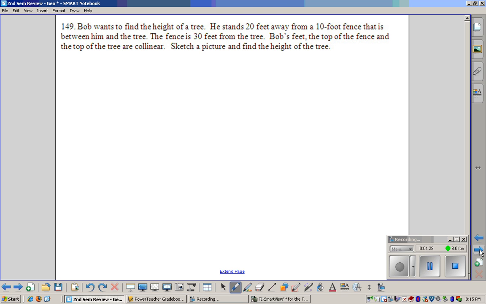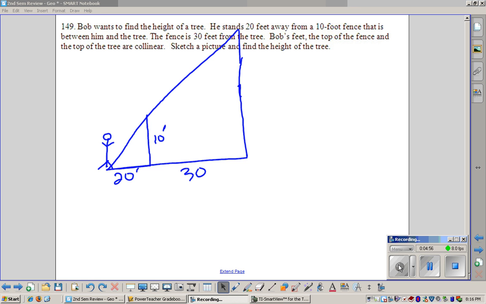Okay. The next one. It says Bob wants to find the height of a tree. He stands 20 feet away from a 10-foot fence that is between him and the tree. The fence is 30 feet from the tree, Bob's feet. The top of the fence and the top of the tree are collinear. Sketch a picture and find the height of the tree. All right, so this is definitely something that can be confusing if you don't draw a picture. So I'm going to draw the picture and come back to you to complete it.